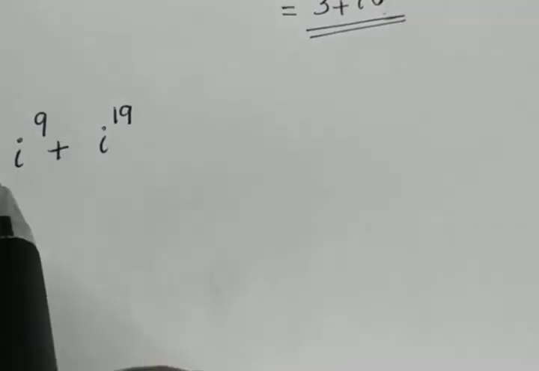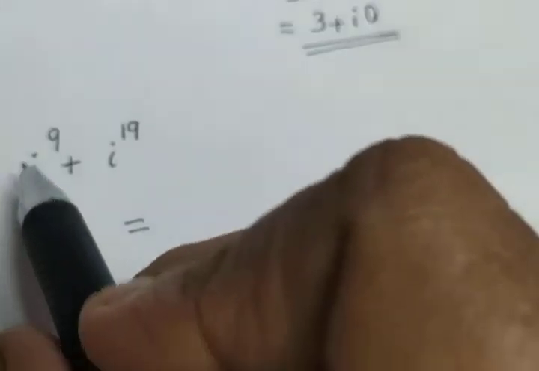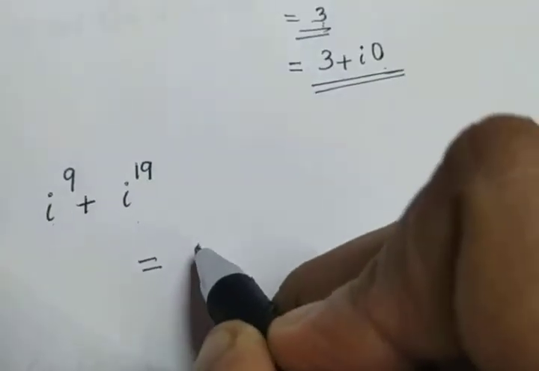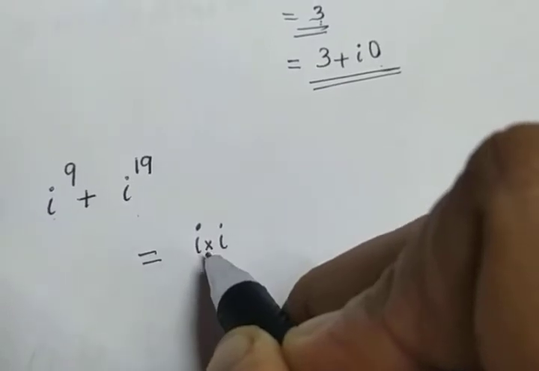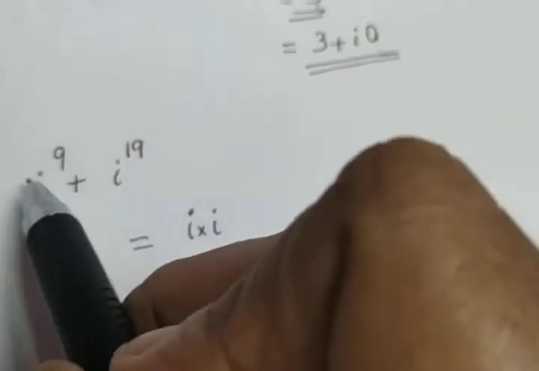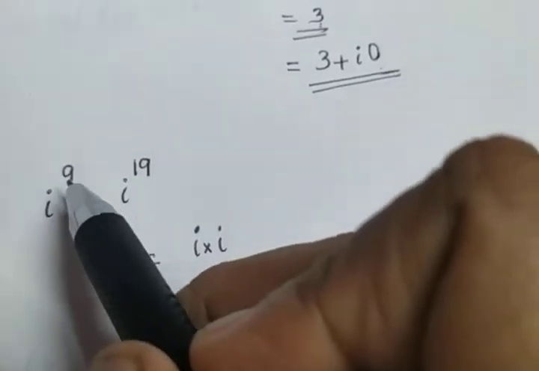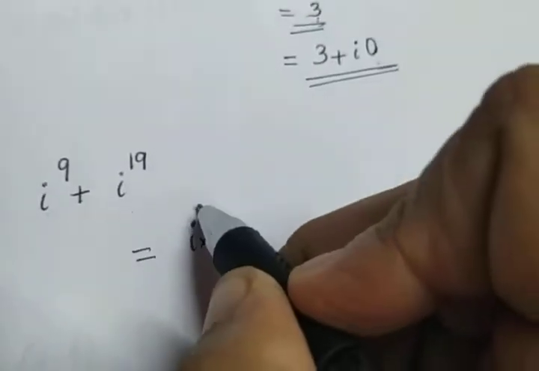The second question is i raised to 9 plus i raised to 19. If a question comes like this, what you have to do is, i raised to 9: 9 is an odd number, isn't it? So what you have to do is express i raised to 9 as a product of two i's. If it is an odd number, take the even number just below the odd number 9, which is the even number 8.